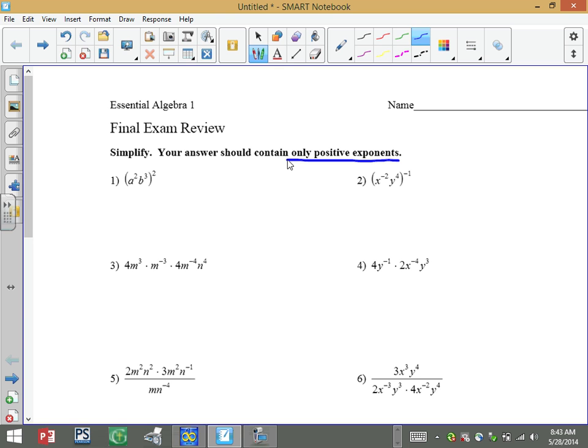We just have to use our power to power rule, right? We're going to put that in there, so we're going to end up with 2 times 2 is 4, and then 3 times 2 is 6, and that's as far as that one goes.